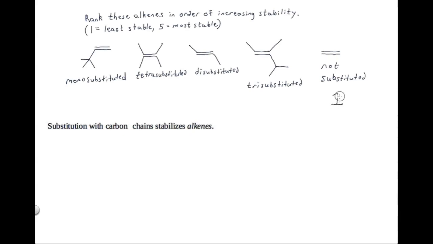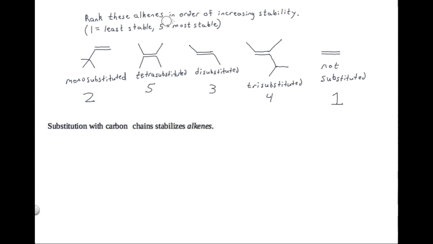This is the least stable because it is the least substituted, with 0 carbon chains. Then this one is substituted with 1 carbon chain. This one is substituted with 2 carbon chains. This one is substituted with 3 carbon chains. And this alkene would be the most stable because it's substituted with the most carbon chains.